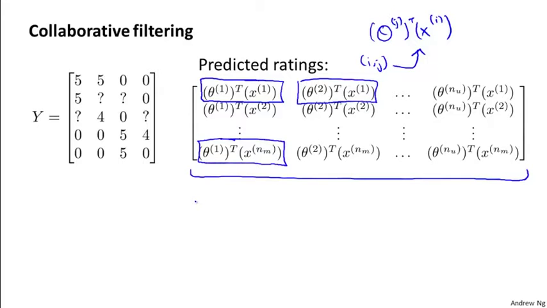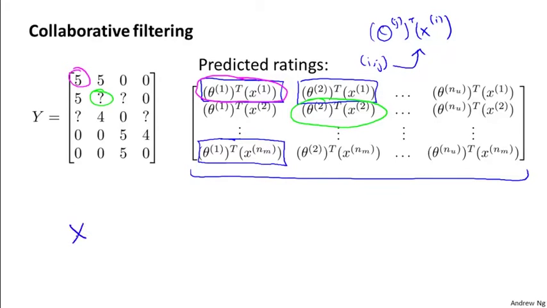And if you want, this rating is what we would have predicted for this value, and this rating is what we would have predicted for that value, and so on. Now, given this matrix of predicted ratings, there is a simpler or vectorized way of writing this out.